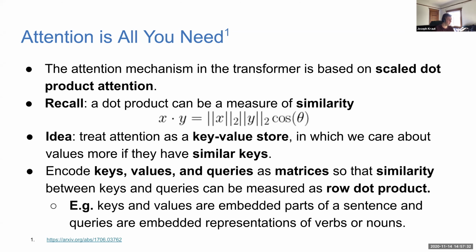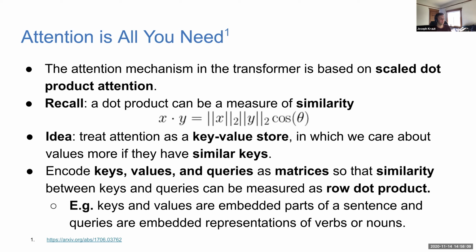So for example, the keys and the values could be embedded parts of a sentence, and queries are embedded representations of verbs or nouns. So your query is like, I'm querying for a verb, and I've represented the notion of a verb as a vector. And then all the keys are parts of your sentence. So the keys are nouns and verbs and all other parts of a sentence. And under dot product similarity, your query for a noun will match the keys for the nouns of the sentence. So maybe you look at the values of those keys and they're all the nouns of the sentence.